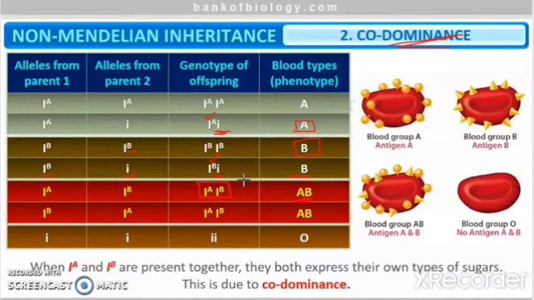Both different alleles have got expressed. So it is called codominance. They are working together. That is why it is called codominance.